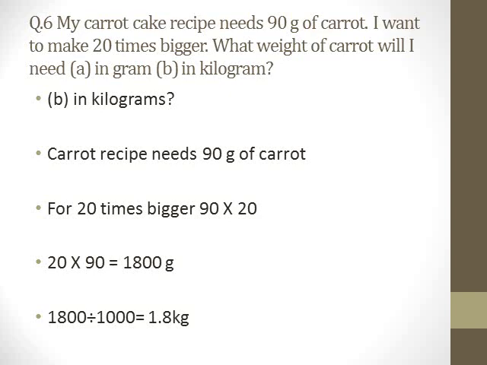So now the point is after 1800, it's 1800 point something, 1800.000. When you move it the first time, it will become 180.0. When you move it the second time, it will come from 180 to 18.0, and when you move it the third time, it will become 1.8. So the answer will be 1.8 kg.